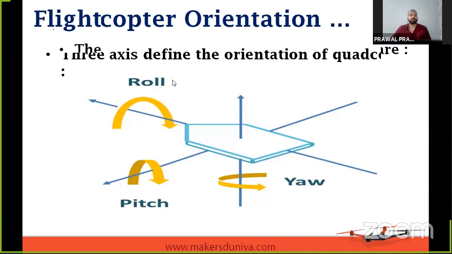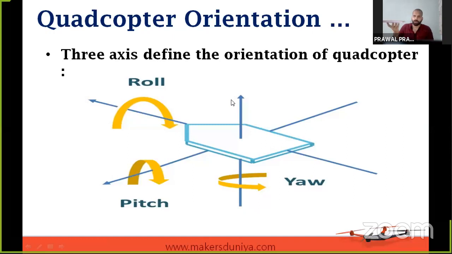When I'm talking about copter orientation, let's assume this is a quadcopter. We can assume on four edges we are having four motors, and this is the whole body of a quadcopter. Fine. When I'm talking about roll, how does the roll take place? Roll takes place like this. This is rolling of a drone.